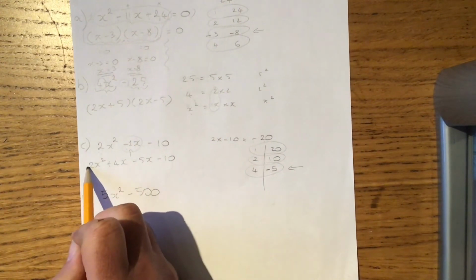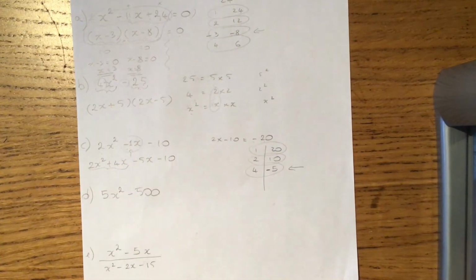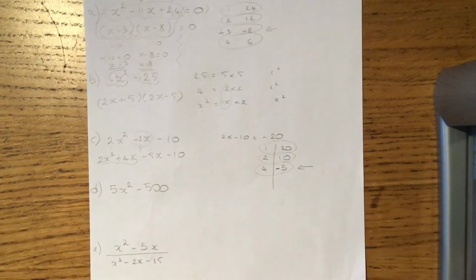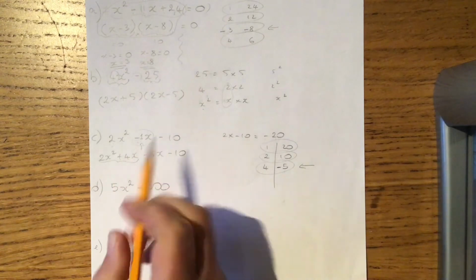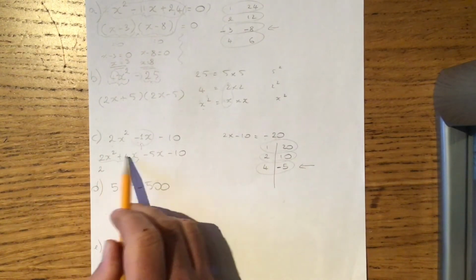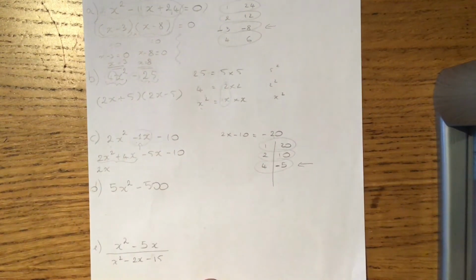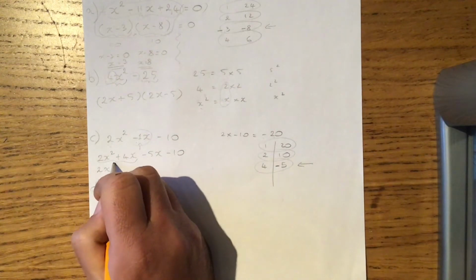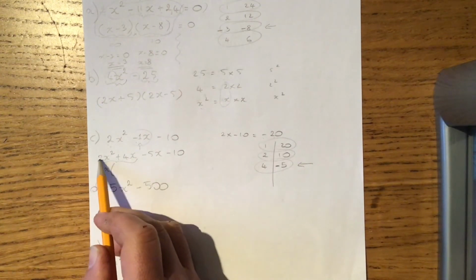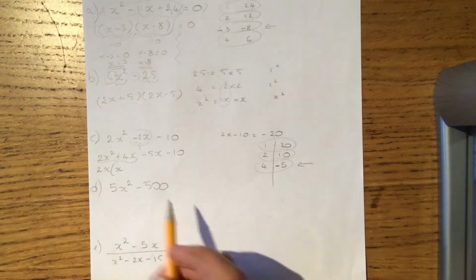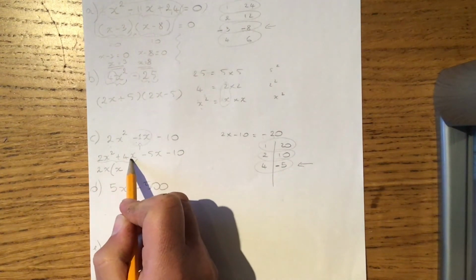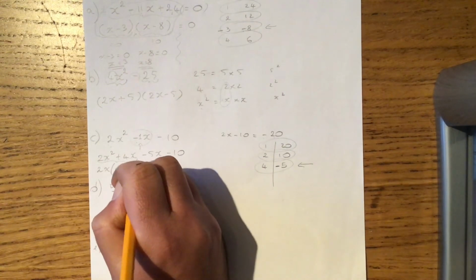Now I'm going to look at the first two terms, and I'm going to look for common factors. They're both in the 2 times table and they both have an x. So 2x is a common factor. 2x times what will give you 2x squared? x. 2x times what will give you 4x? Positive 2.